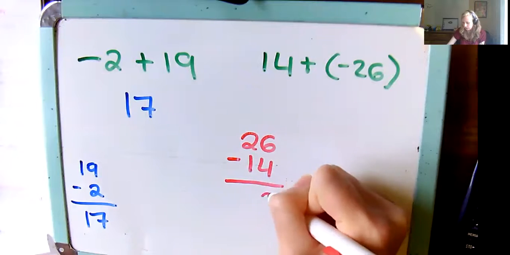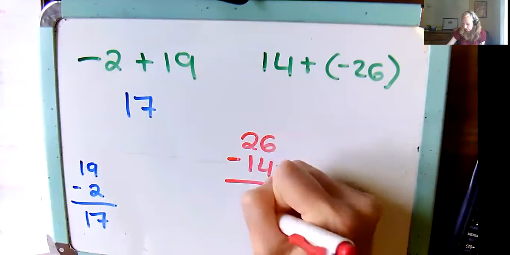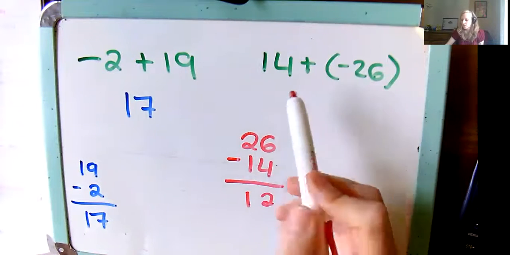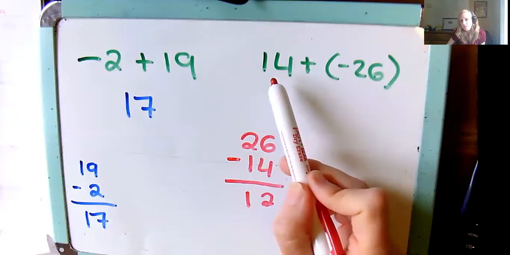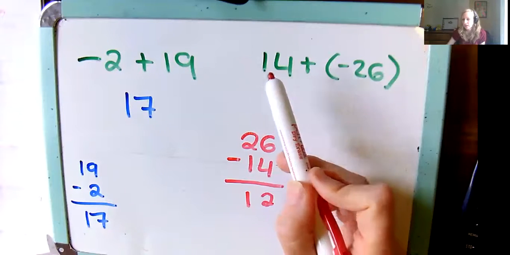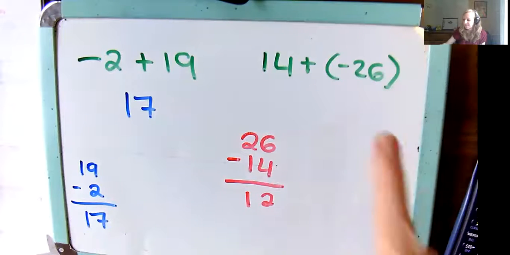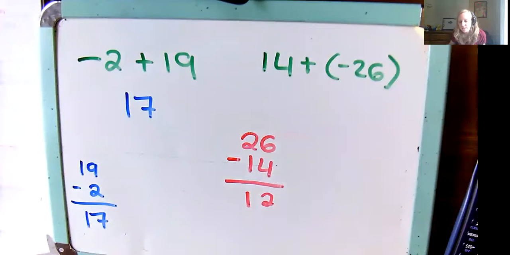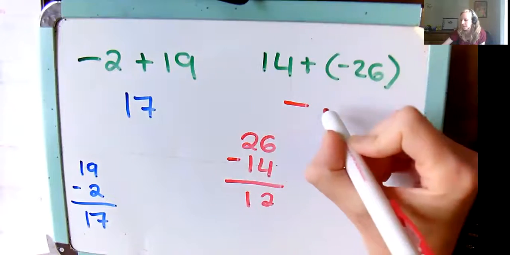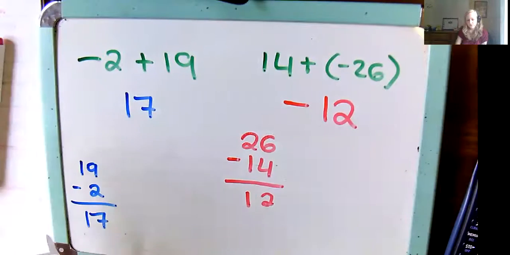6 minus 4 is 2. 2 minus 1 is 1. So 26 minus 14 is 12. Now, would you rather have 14 days of vacation, somewhere really fun, or 26 days of vacation, somewhere really fun? Yeah, my vote's for the 26 days of vacation, somewhere really fun. So our answer is actually going to be -12.